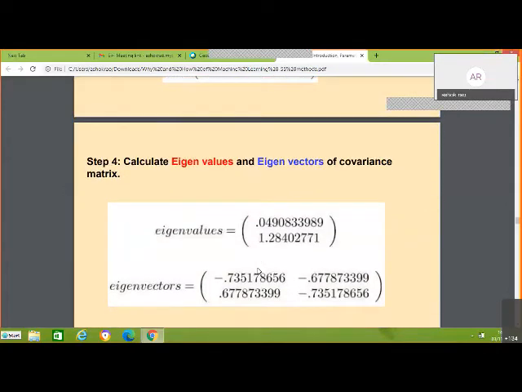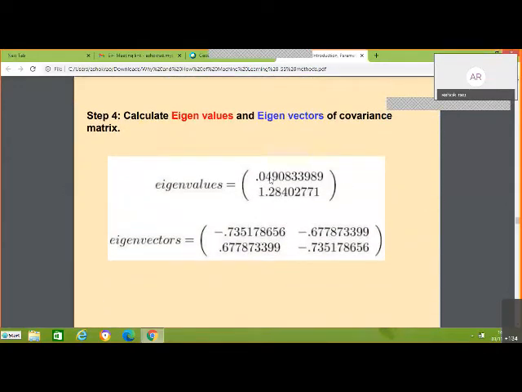I calculate the eigenvalues and eigenvectors of this. These are the two eigenvalues and corresponding eigenvectors. You can see the eigenvector minus 0.73 and 0.67 is the first eigenvector. The second eigenvector is minus 0.67 and minus 0.73. So you can see here this eigenvector and this eigenvector. If I take the dot product of that, it is 0. Therefore, this eigenvector and this eigenvector are orthogonal.